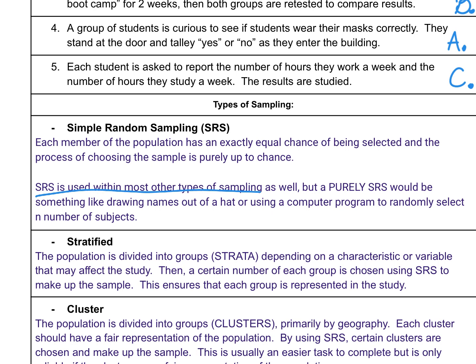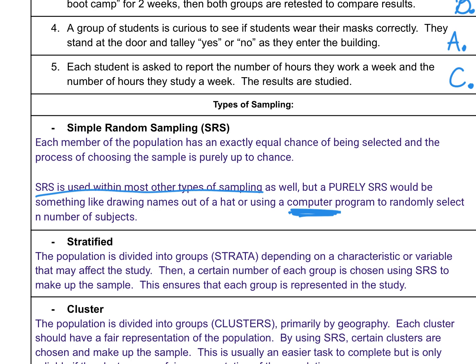But a purely SRS would be something like, for instance, drawing names out of a hat or using a computer program to randomly select a number of subjects. Okay, so anytime that a computer is involved, it is SRS. Okay, if we're talking bias, using a computer to randomly pick or randomly take a sample is the least amount of bias that we could have. Okay, so computer program, always going to be SRS.